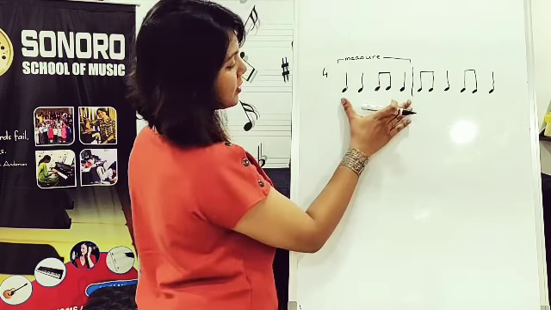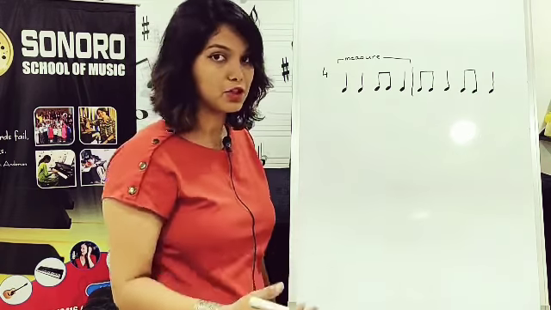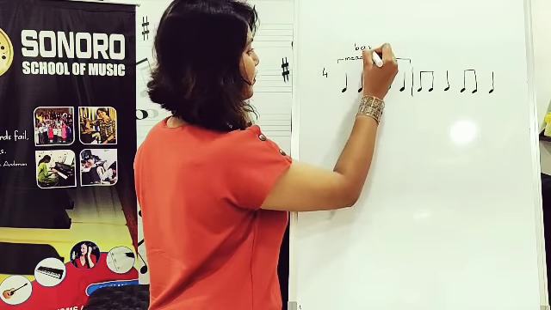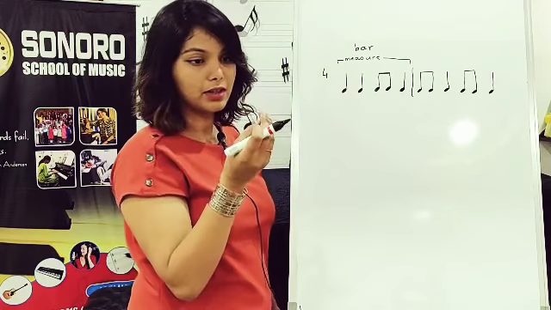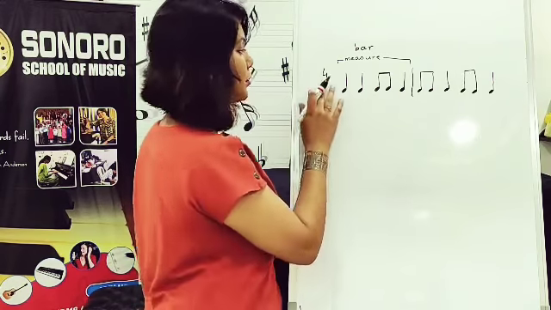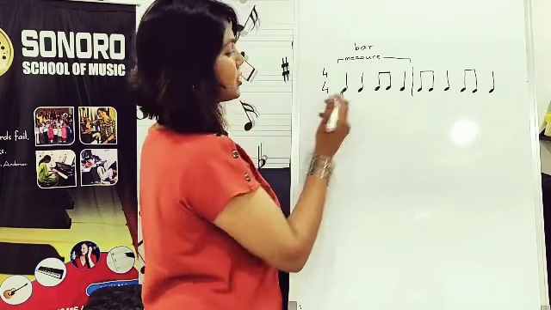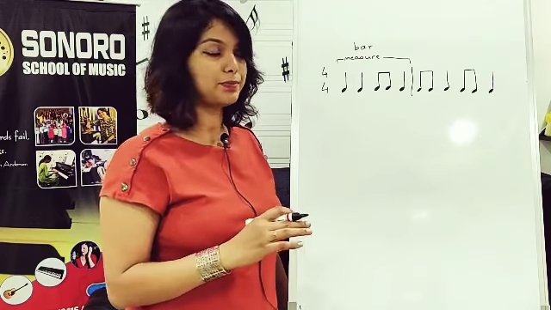So this part, this space between bar lines, is called a measure or a bar. You can even call it a bar. And the top number in a time signature summarizes the number of counts in every measure. And the bottom number would just tell me that every count in this case is a quarter note.